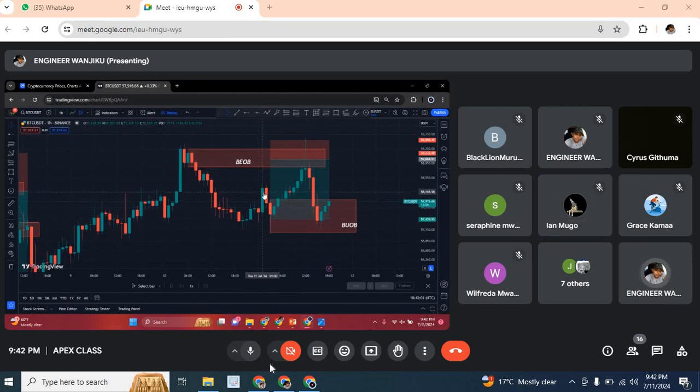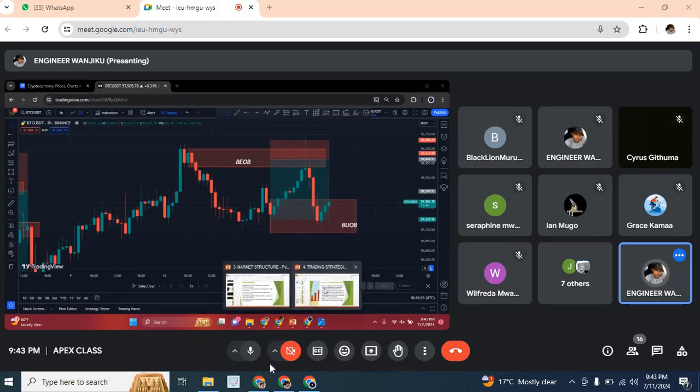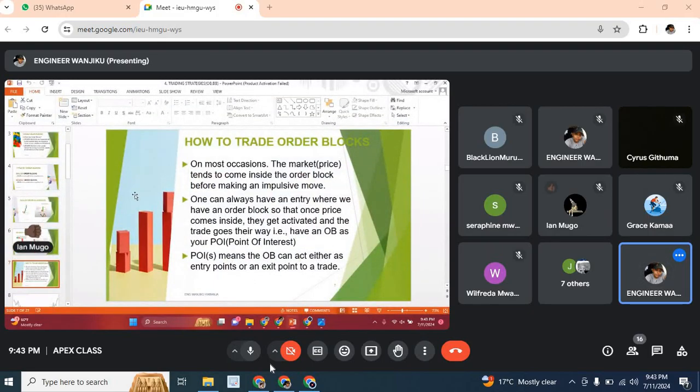Yes. So you can use the order blocks concurrently as POIs. All the POIs we're going to discuss, inclusive of FVGs and all those things that we're going to cover as POIs, you can use them interchangeably as entries to your trade or exits to your trades. That's the meaning of a POI. So we have covered how to trade order blocks already. So we move to the next part.